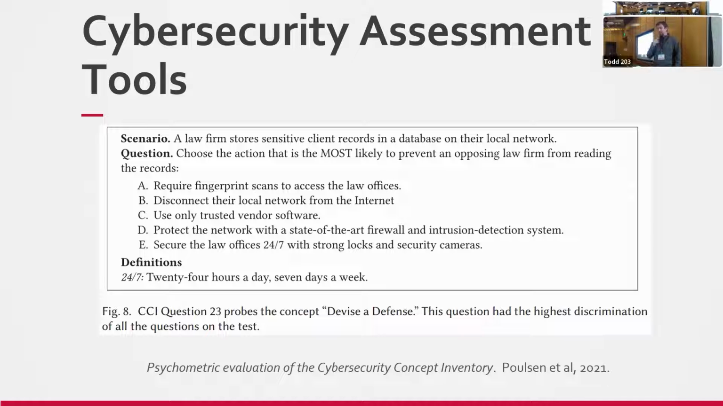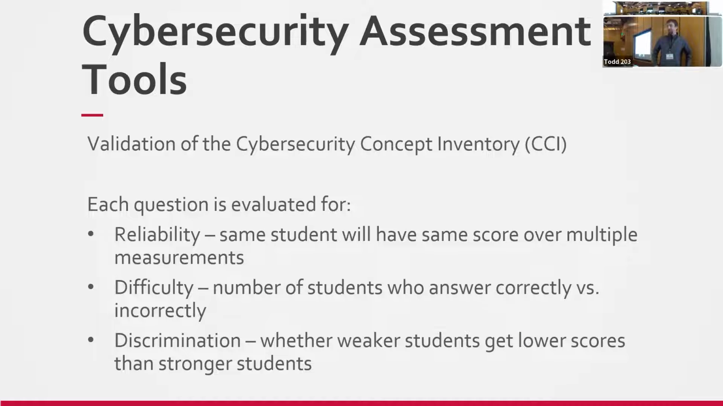In the paper that they put this in, they actually say that D was the most commonly selected answer, so it's the most convincing distractor. A lot of students, for some reason, think that they prefer using technology, digital-based solutions over physical-based solutions, even when a physical-based solution is going to be more effective. So that's one of those misconceptions that needs to be overcome in a cybersecurity course.